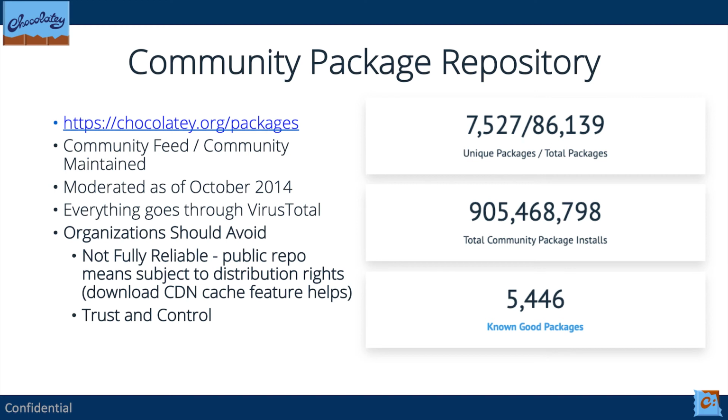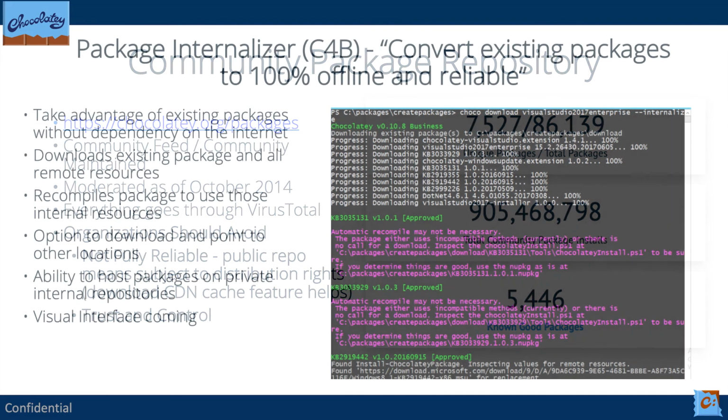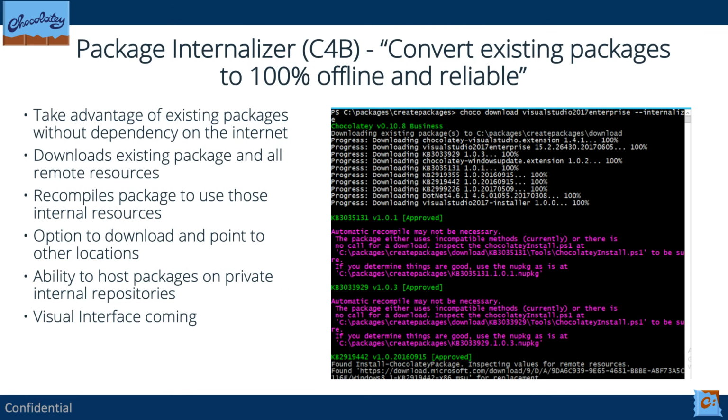And that's exactly why we built Package Internalizer as a part of Chocolatey for Business, to solve these challenges for our users. Package Internalizer actually builds a fully offline, reliable version of a Chocolatey package from the community repo, downloading all the necessary binaries, dependencies, and remote resources, and recompiling that package to be fully offline and self-contained. Now, you can push this package up into your internal package repository and robustly and reliably deploy it across thousands of nodes, even if those nodes are firewalled or air-gapped.